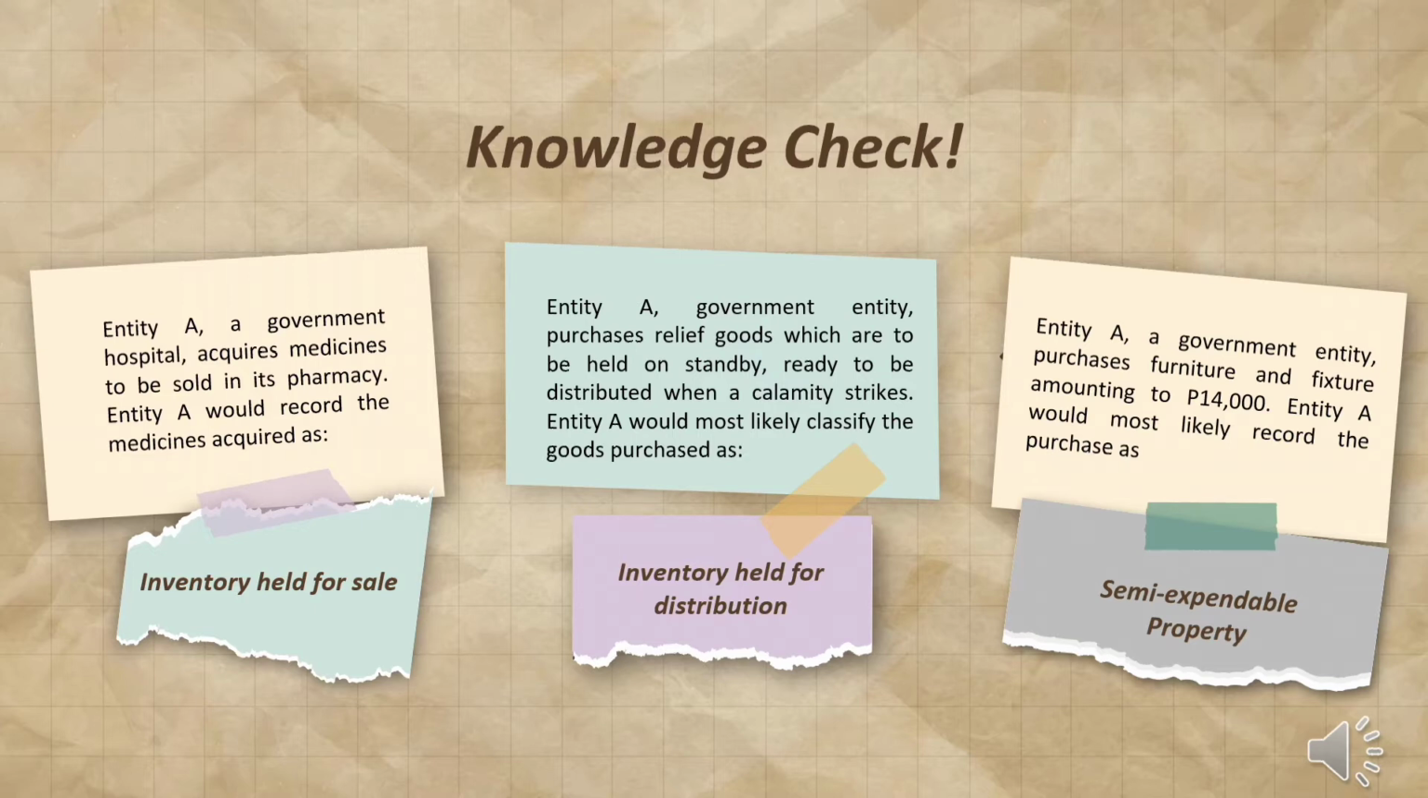And lastly, Entity A, a government entity, purchases furniture and fixtures amounting to 14,000. Entity A would most likely record the purchases as semi-expendable property. So it is considered as semi-expendable property. As I have mentioned, hindi siya lumagpas sa 15,000 pesos capitalization threshold. If lalagpas siya doon, makokonsider na siya as PPE rather. So, if hindi siya lalagpas doon sa 15,000 threshold, makokonsider siya as semi-expendable property.